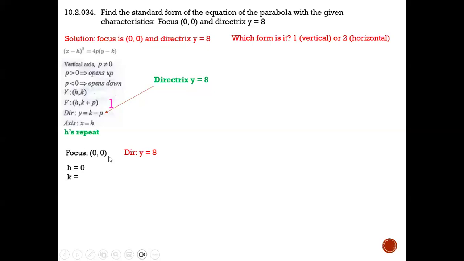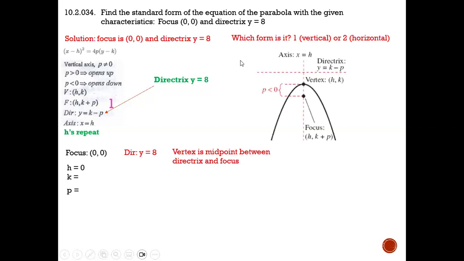So what can I plug in? What values do I know? I know h from the focus. I'm going to have to eventually find p, but let's see. I'll also have to find k, right? So let's see what else I can find. I know the focus and directrix, and the vertex is the midpoint between the directrix and the focus.